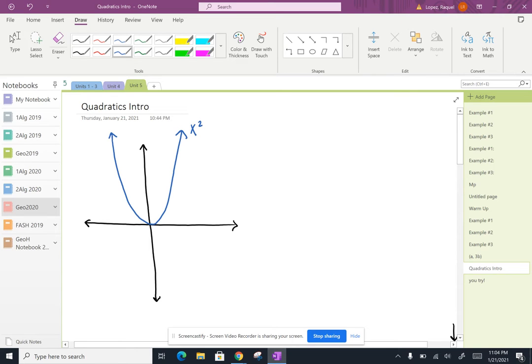So what I have drawn on my screen here is a quadratic function. And this special kind of graph has a particular name. This is called a parabola. And you might have heard that word before, but if you haven't, that's okay. Just know that this kind of U-shaped graph is called a parabola, and the equation for a quadratic function looks like this: y equals x squared.